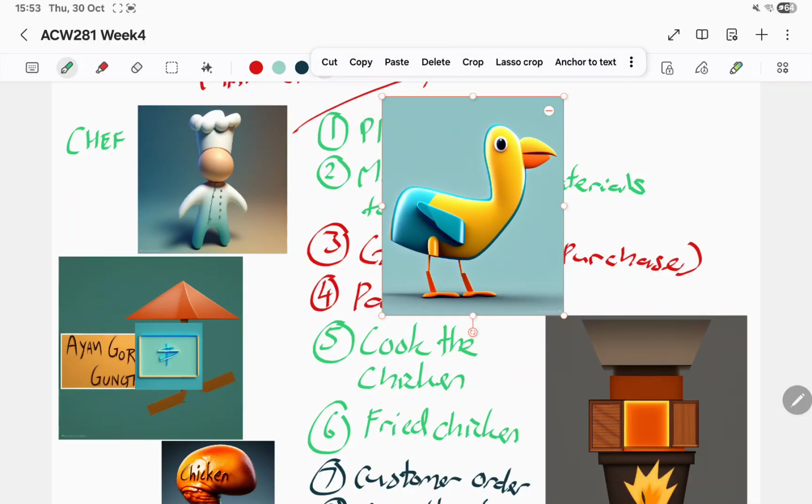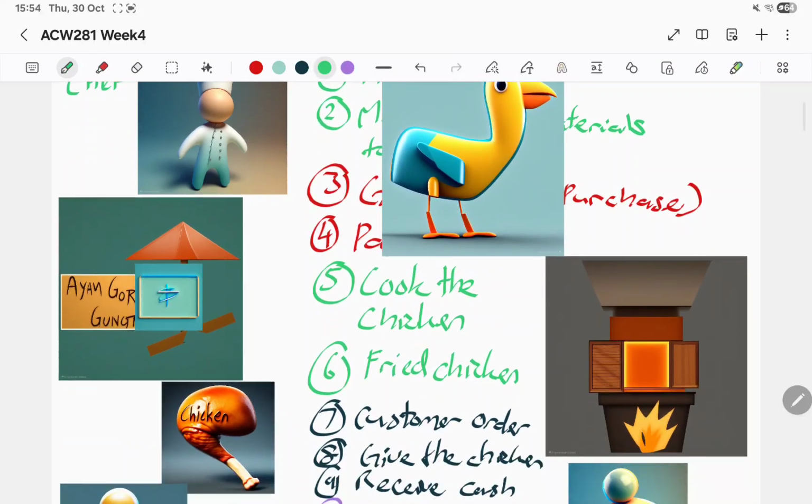So this chicken over here, he might buy the raw chicken. The raw chicken means the chicken that hasn't been processed, all right? Or the chicken that is a live chicken. But this person might just buy the one that is already frozen, right?